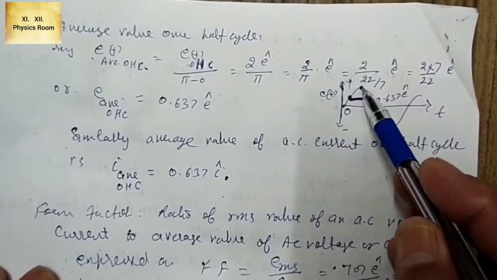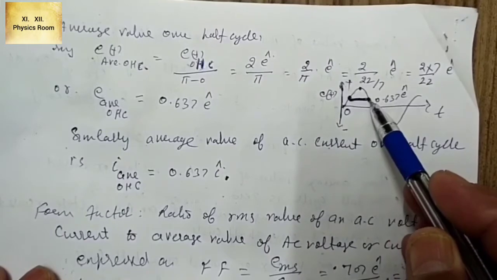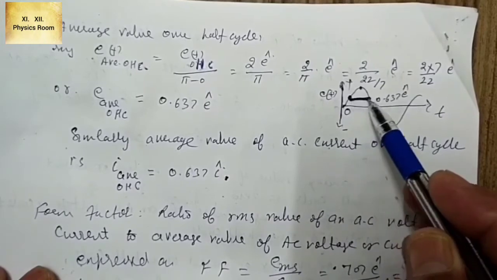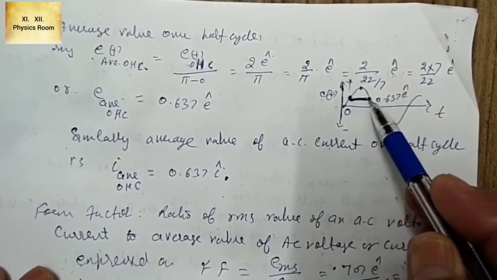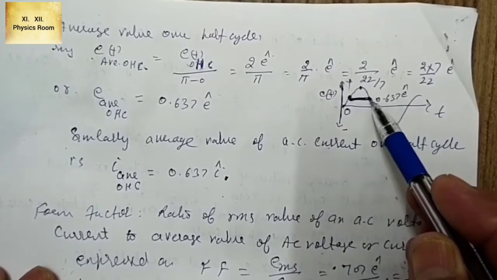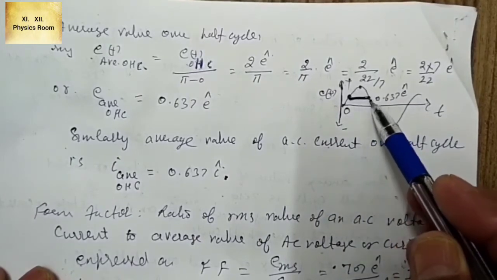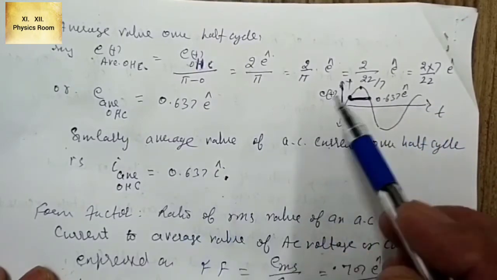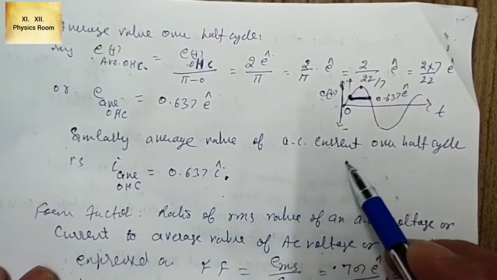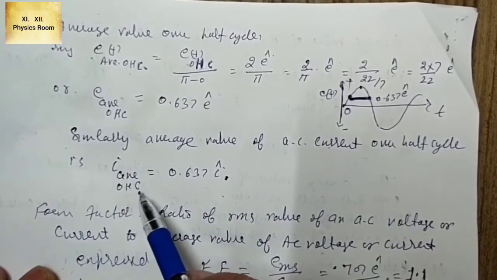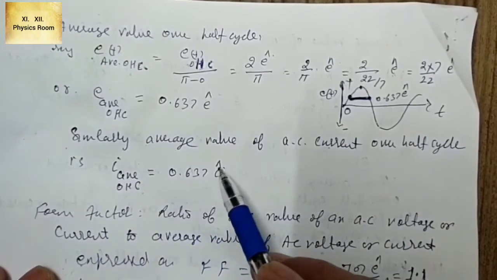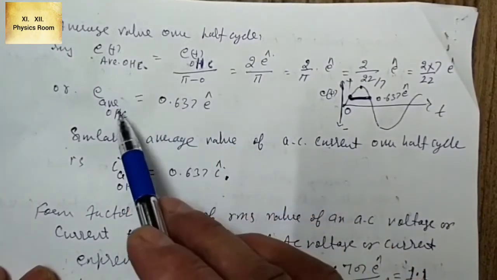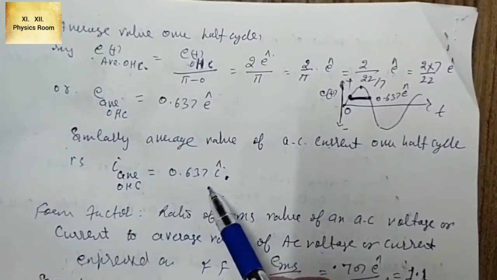What does it mean? This is the peak value. We have 63.7% of the peak value as the average value. It is that value of DC which transfers the same charge in a given circuit for a given time as is transferred by an AC in the same circuit for the same time. Similarly, the average value of an AC current over half cycle, I average over half cycle, is equal to 0.637 times I max. If you start with the current equation, you will get this expression. We have started with the voltage expression, so we got this expression. This you are to exercise yourself.